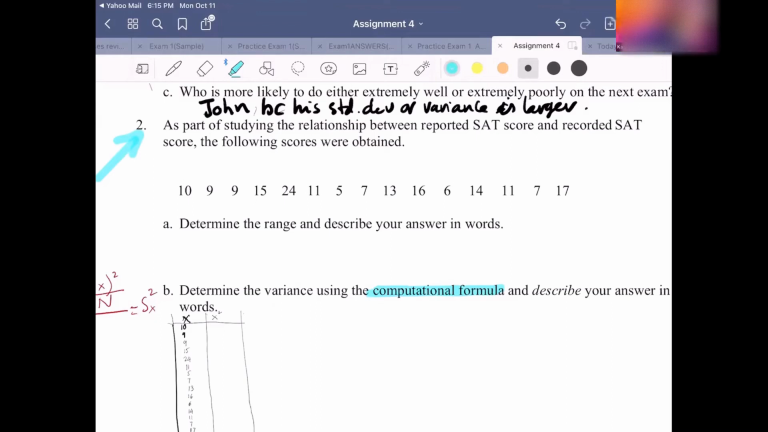As part of studying the relationship between reported SAT scores and recorded SAT scores, the following scores were obtained. Determine the range and describe your answer in words.